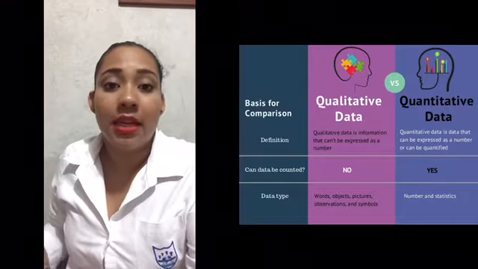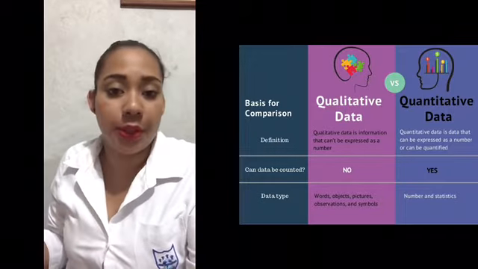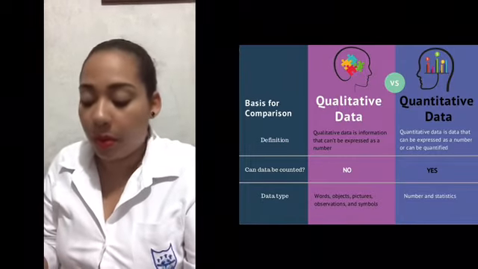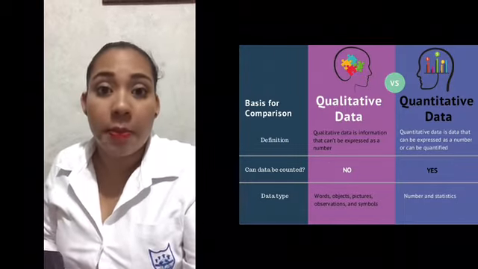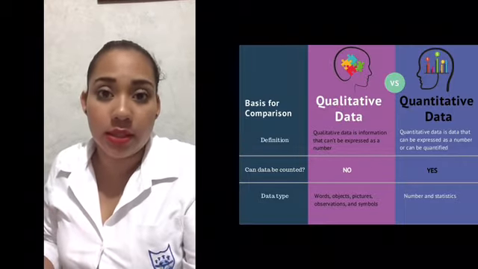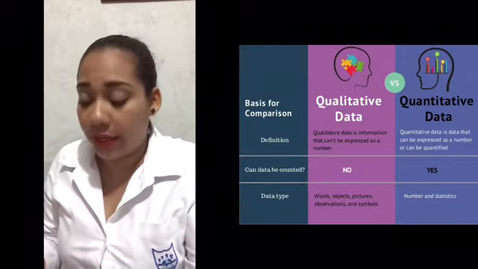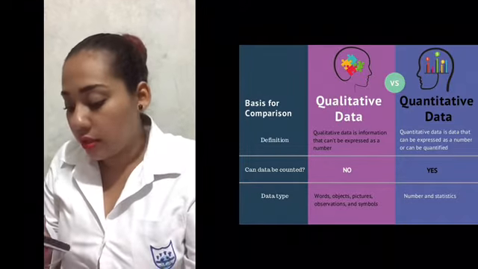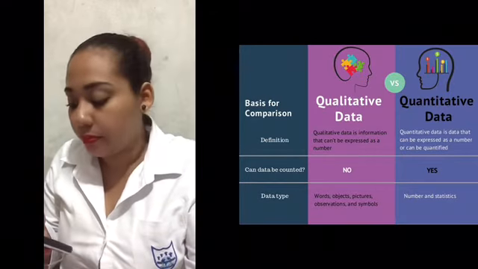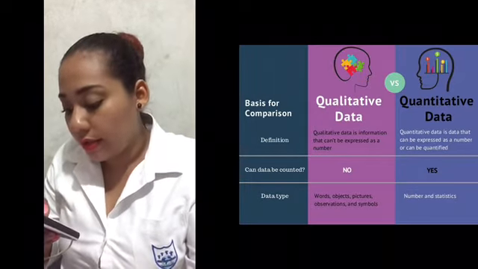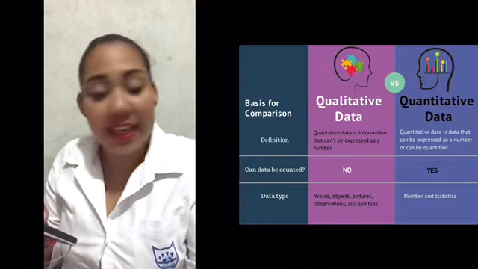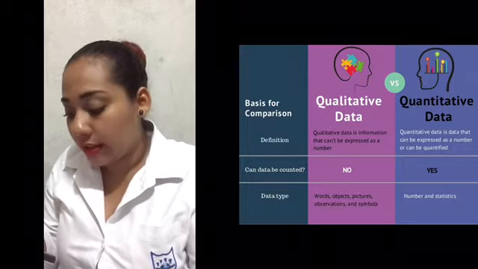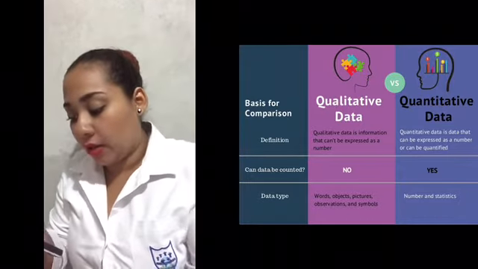Okay, now let's analyze this photo that will help you understand more the difference between qualitative and quantitative. Okay, so let's check it out. It says basis for a composition. The definition: qualitative data is information that can't be expressed as a number. Can data be counted? No.